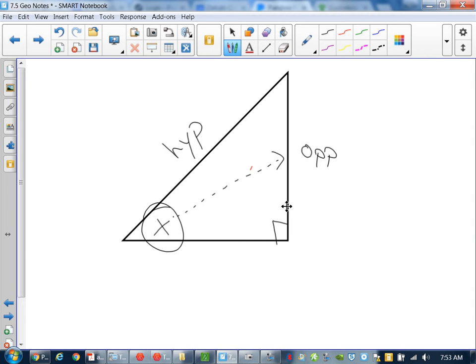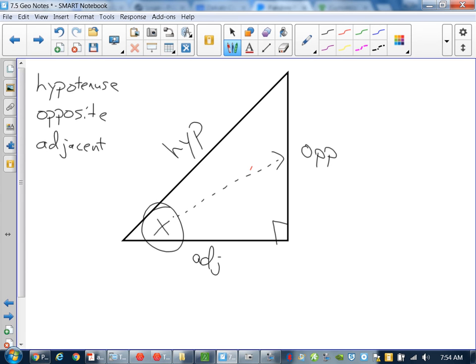The side that's then next to me, we don't just call it the next-to side. There's a more specific name for it. The nexus? No, it's called the adjacent. So we have hypotenuse, opposite, and adjacent. And I just abbreviate adjacent with ADJ, not adjective.